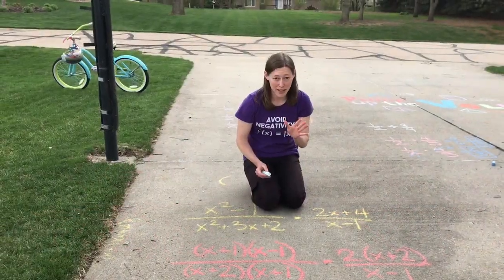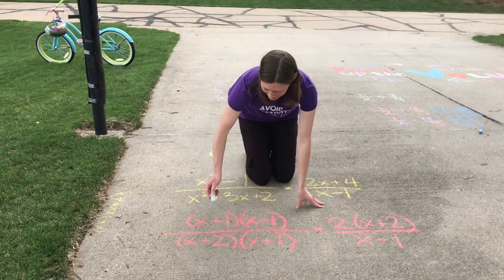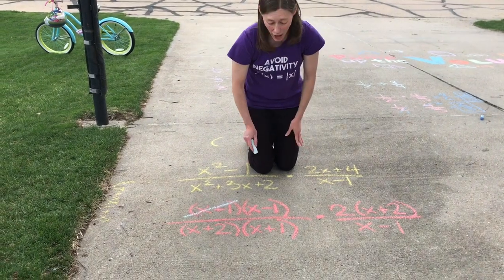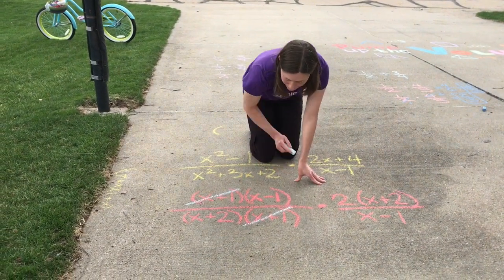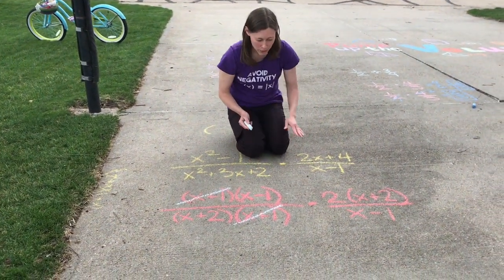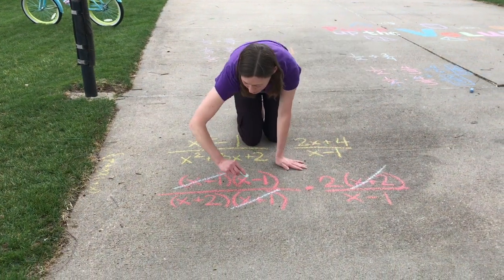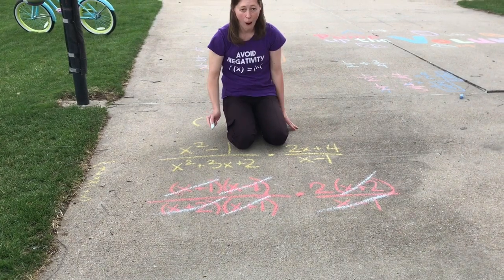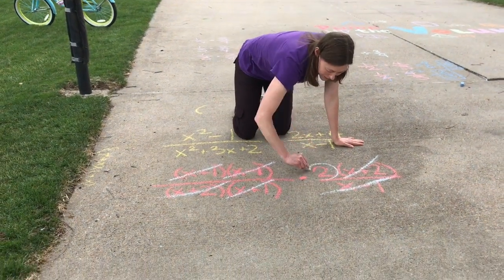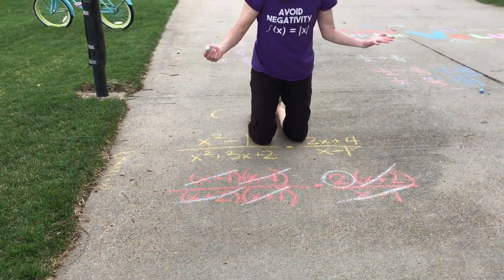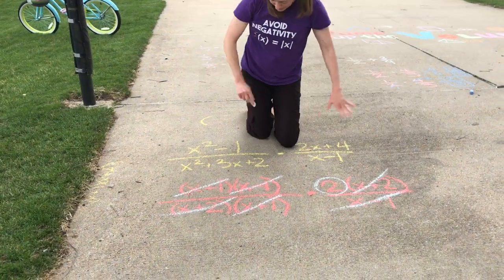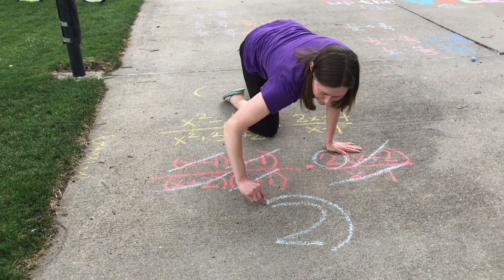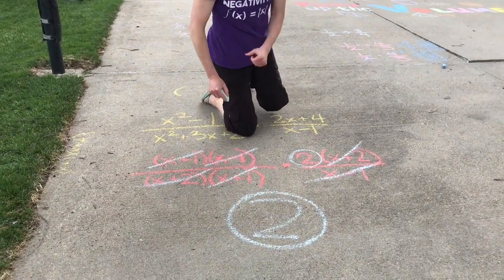Check this out. You see the x plus 1? It's gone because we have another x plus 1. And now we've got an x plus 2 and an x plus 2, and an x minus 1 and an x minus 1. All we're left with is the 2. So my final answer for all of this is just 2. And that's our final answer.